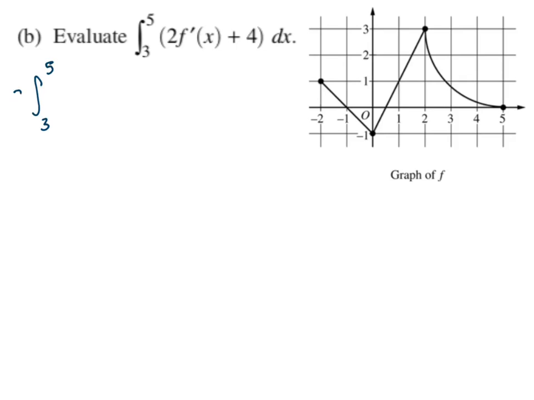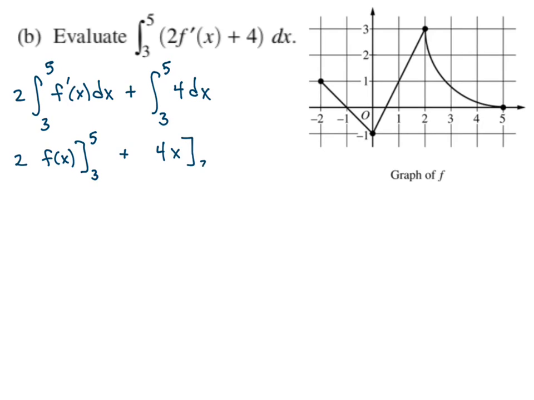And so I'm going to rewrite this integral first as 2 times the integral from 3 to 5 of f prime of x, and then plus the integral from 3 to 5 of just 4. So I split that apart. Then I'm just going to do my antiderivatives for this. So 2, the antiderivative of f prime is f, and then the antiderivative of 4 is 4x. And then I can just plug in my upper and lower bounds. So I'll plug in the 5 and the 3, upper minus the lower, for both of those.